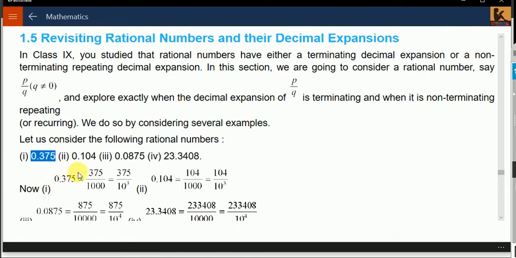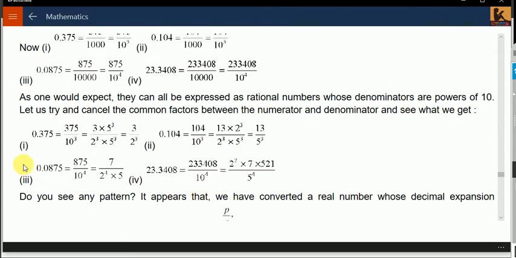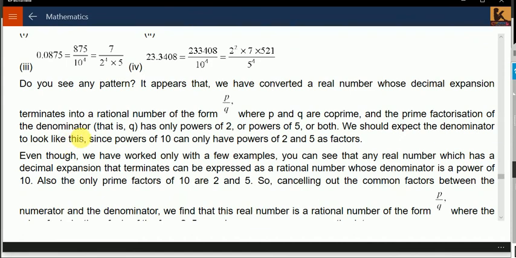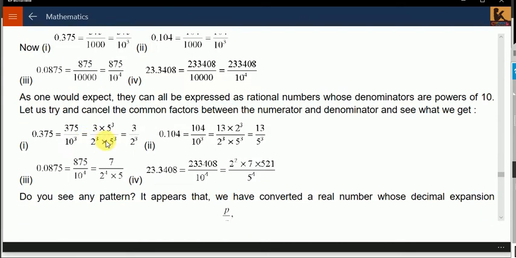Just take out the point, put the multiple of 10 according to the number of digits after the decimal, and you will get your rational number. Over here also it is rational. This is also a terminating decimal. Therefore, all these are terminating decimal numbers, therefore they are rational numbers. Now, what we get to know about rational numbers, again the same.